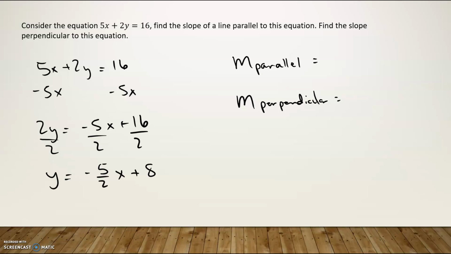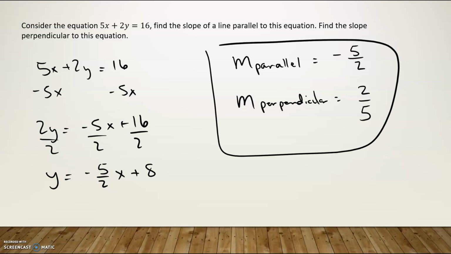So if we want a line parallel to this equation, it would be exactly the same slope. And if we wanted a line perpendicular to this equation, then it would have a slope of a negative reciprocal. Since it's already negative, the perpendicular slope will be positive, and then you just flip it, so 2 over 5. And this would be your final answer.